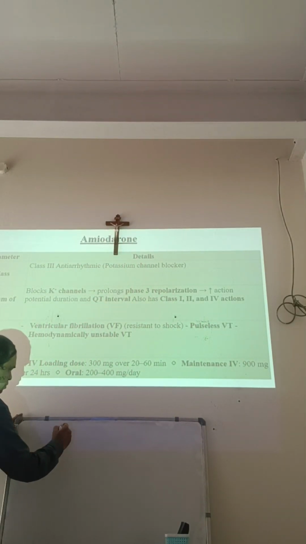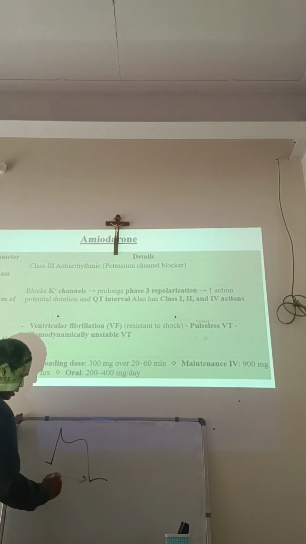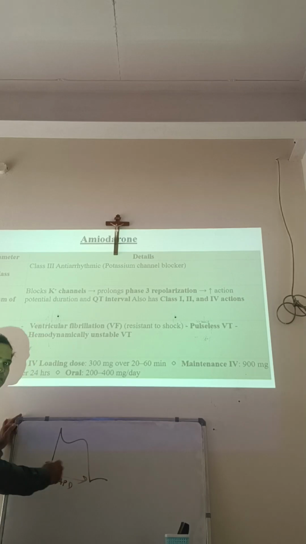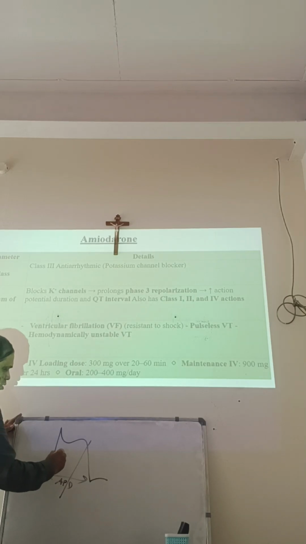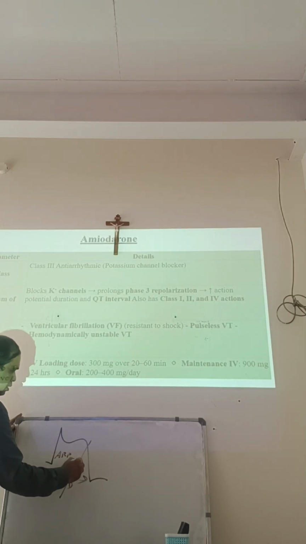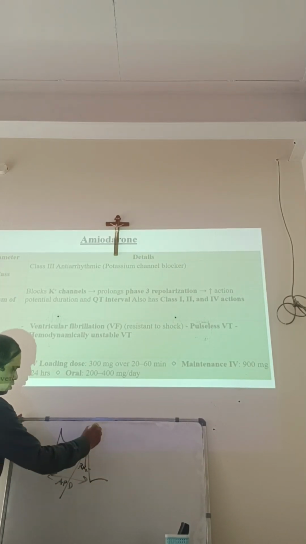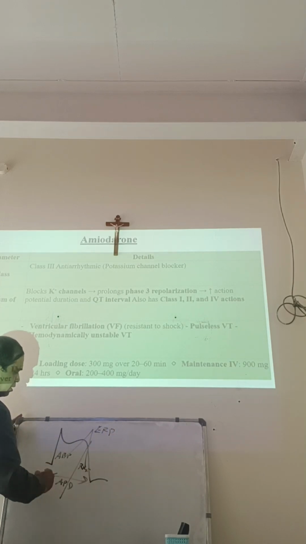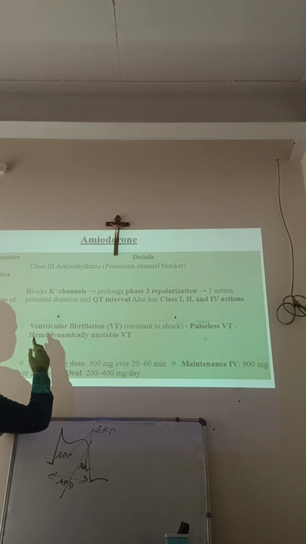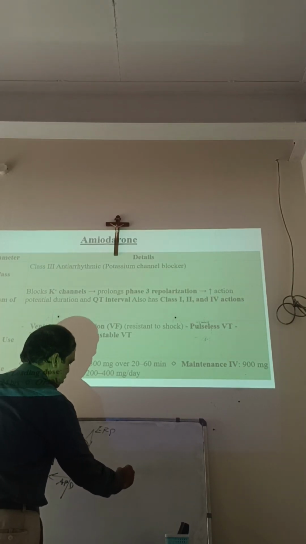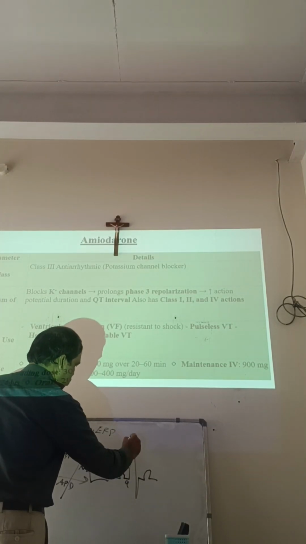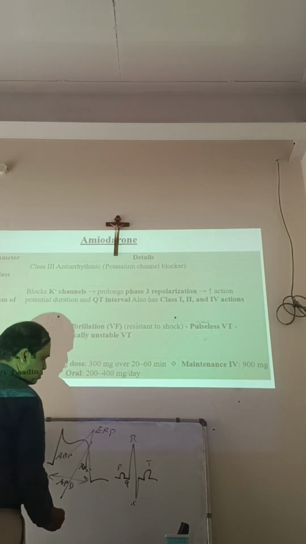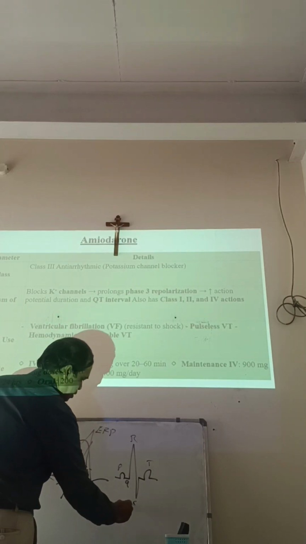So this is the action potential duration. You know the absolute refractory period, then the relative refractory period, both together called the effective refractory period, the action potential duration. And it also affects the QT interval. So you know the ECG: P, Q, R, S, T. Q to T is the interval.